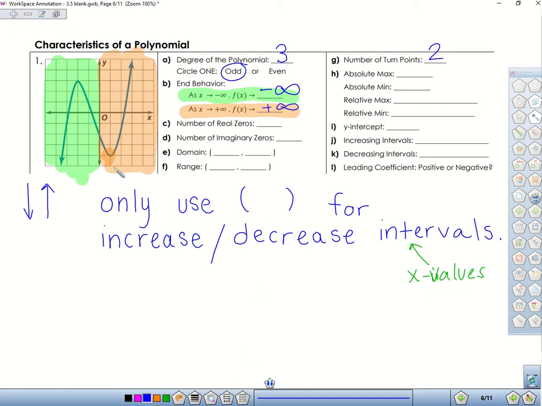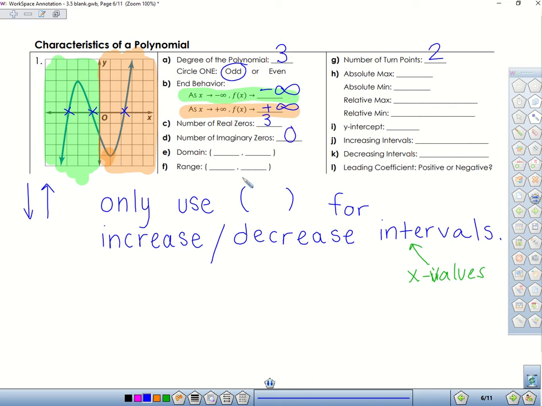Next, we'll look at the number of real zeros, which is how many times we cross the x-axis. And how many times is that? 3. Next, we'll look at the number of imaginary zeros. Anybody remember how to find that? Subtract the degree minus the number of real zeros, which is 0.